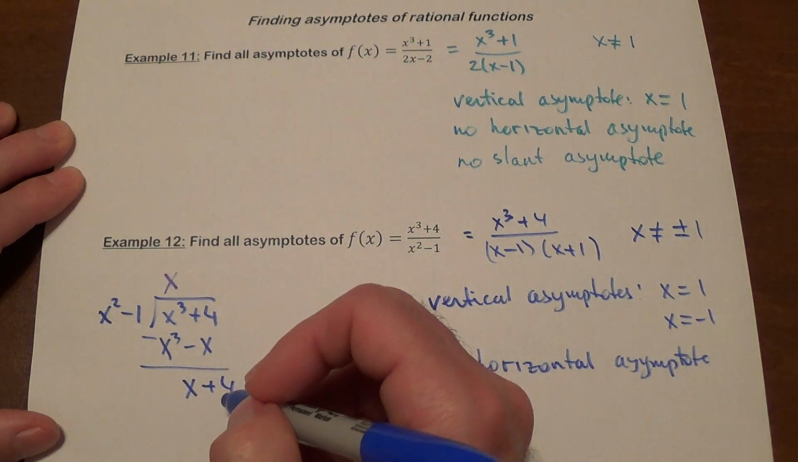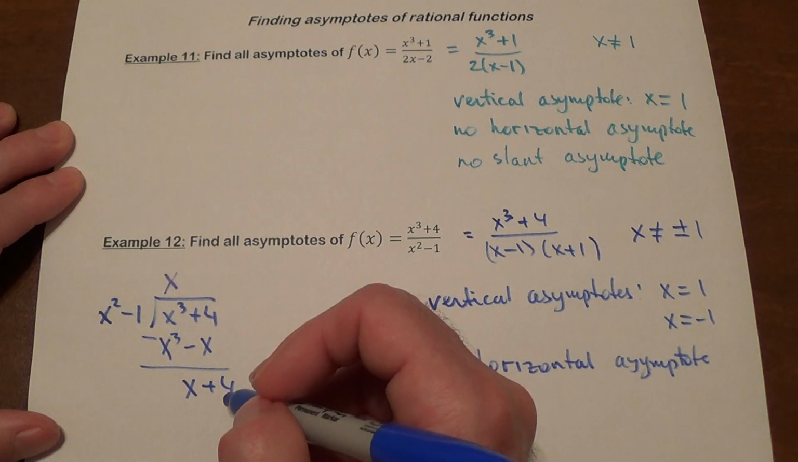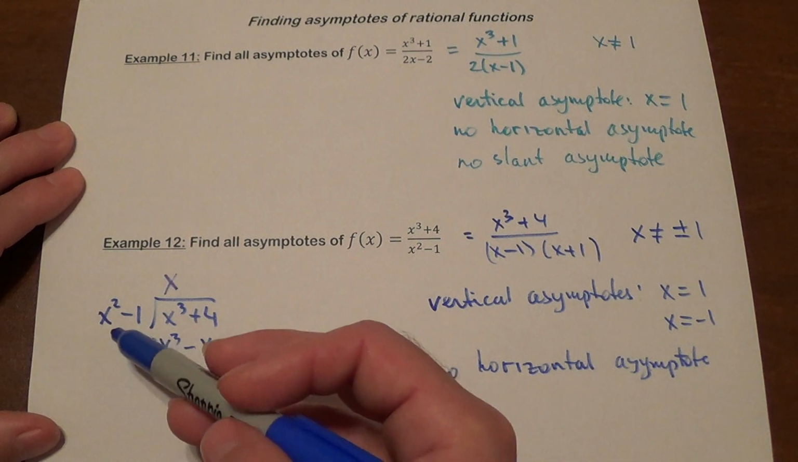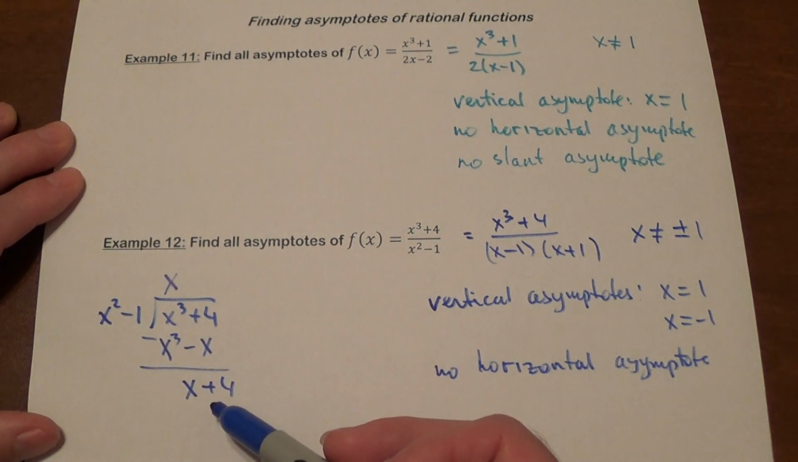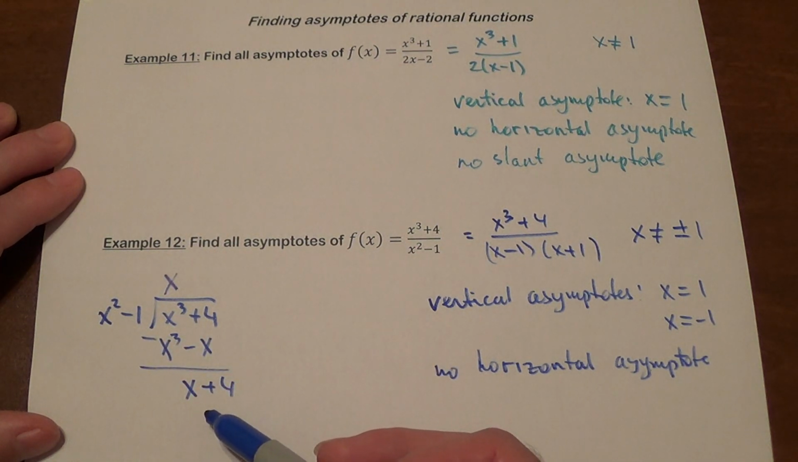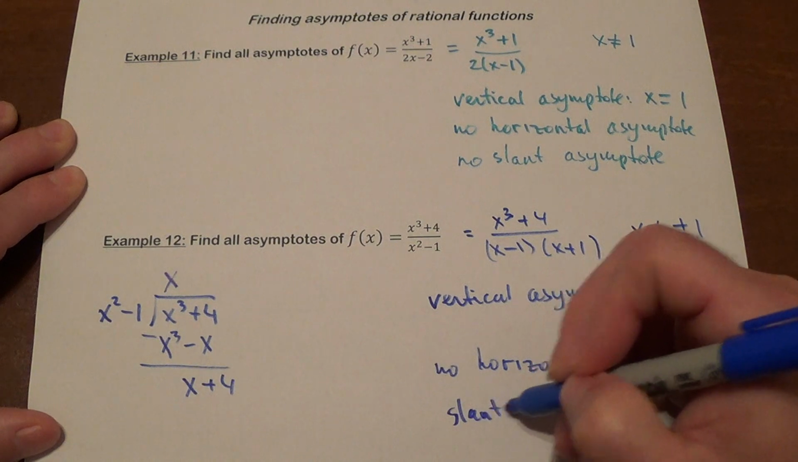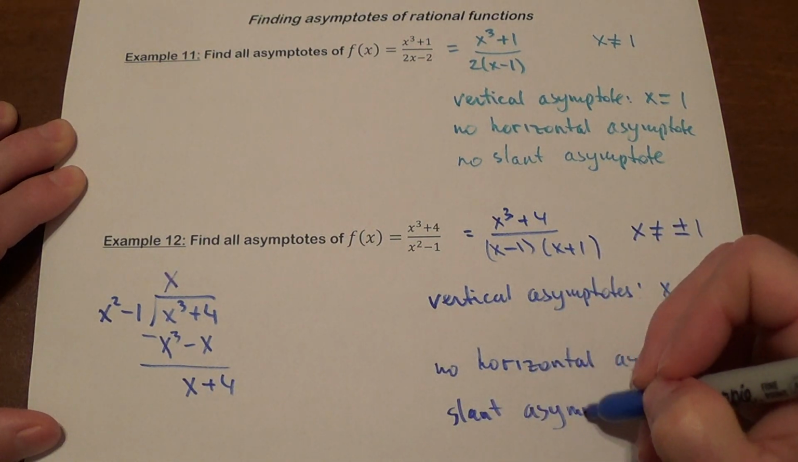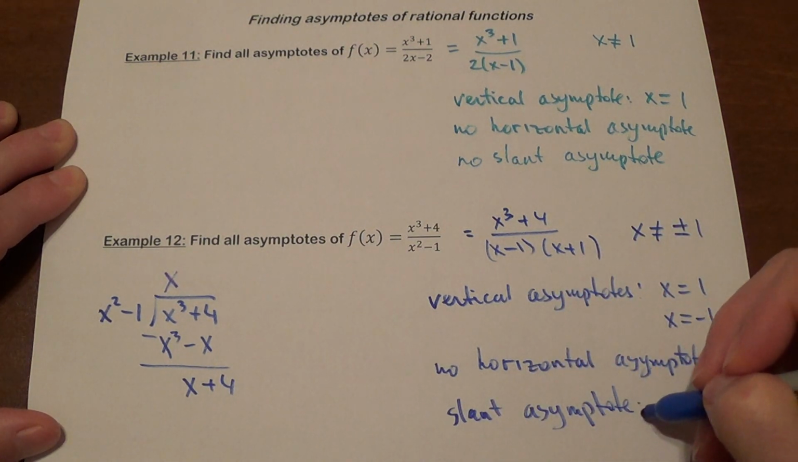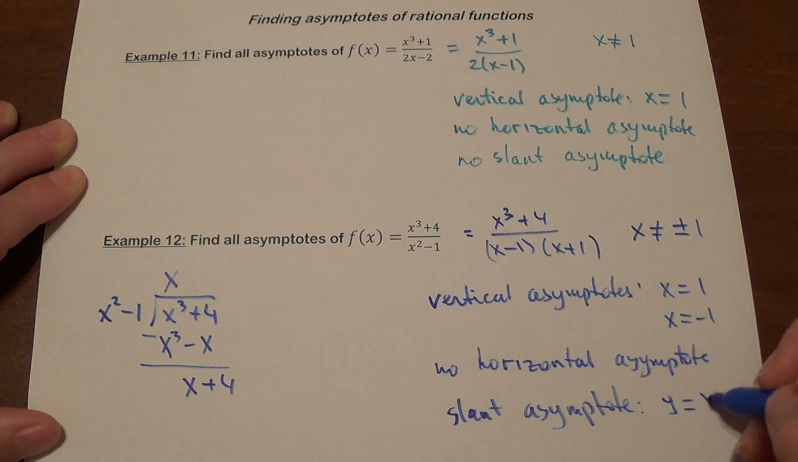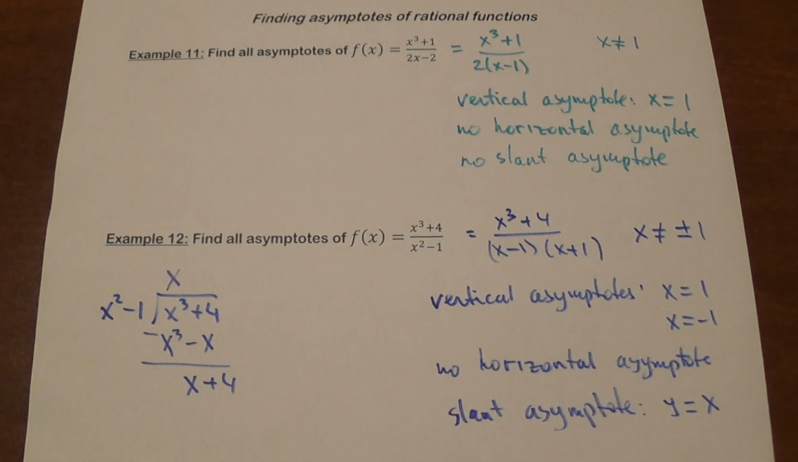This is our remainder, but this remainder is no longer important because x squared minus 1 does not go into that. So that's going to stay the remainder here. And what we have on top is the quotient, and our slant asymptote here is going to be y equals x. This is our quotient on top, so y equals x. And I hope this was helpful.